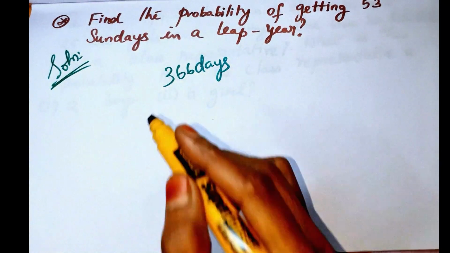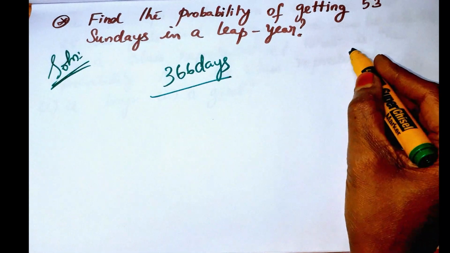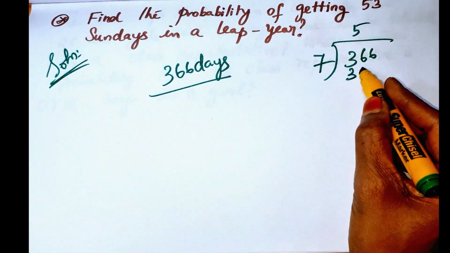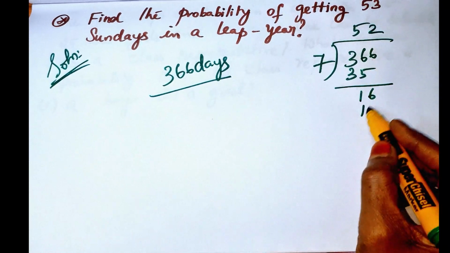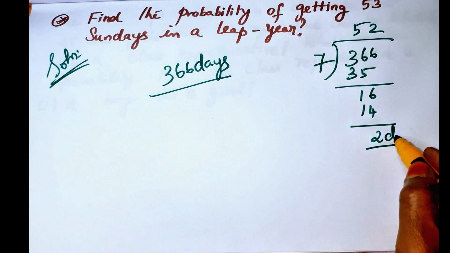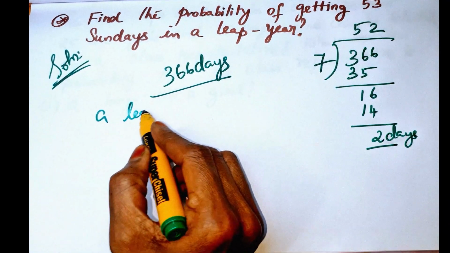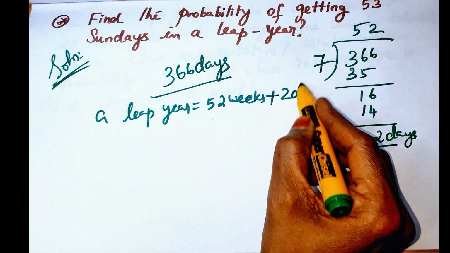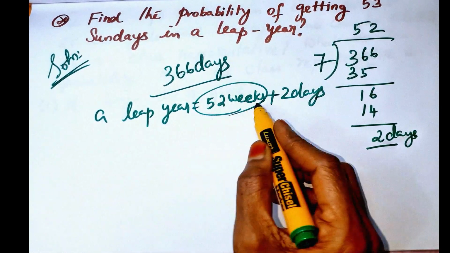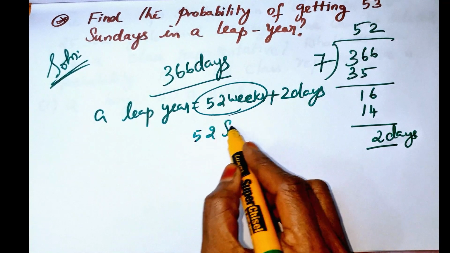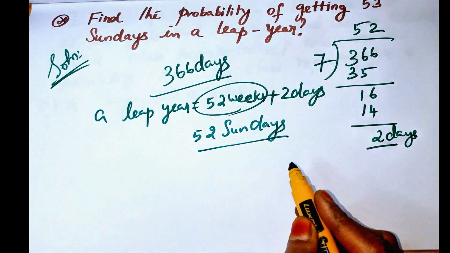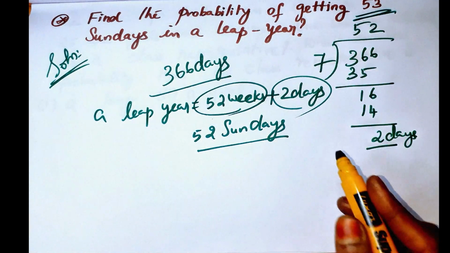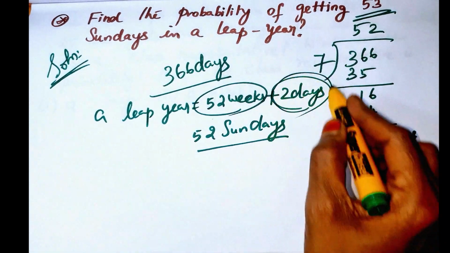Am I right? In this 366 days, how many weeks are there? 366. In a week we have 7 days. Am I right? So 5, 35, the balance is 1, 16, 2, 14, and the final is 2 days balance. So in a leap year we have 52 weeks plus 2 days balance. In 52 weeks surely definitely we will get 52 Sundays. Am I right? So 52 Sundays are sure, certain. Only the one Sunday which we need, no, totally we are in need of 53 Sundays. Balance one Sunday only we have to calculate out of these 2 days.